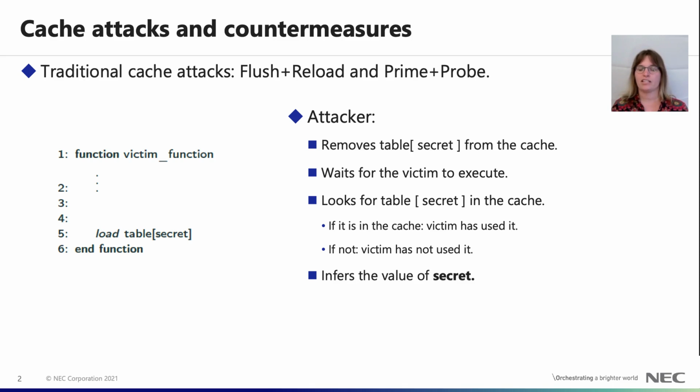In traditional cache attacks like Flush and Reload or Prime and Probe, the victim at some point performs a secret-dependent access to data or a secret-dependent instruction. In our example code, this happens in line 5, where the victim performs a secret-dependent access to table. This gives an attacker the opportunity to remove table[secret] from the cache, wait for the victim to execute, and then look for table[secret] in the cache. If it's in the cache, the victim has used it, and if not, the victim has not used it. Therefore, the attacker can infer the value of secret from the occurrence of the table in the cache.